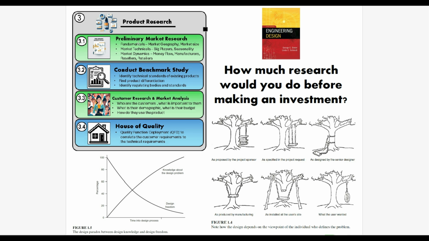Preliminary market research, kind of putting the fundamentals, technicals, and market dynamics together. Number 3.2, conducting a benchmark study, seeing what already exists out there. 3.3, customer market analysis.